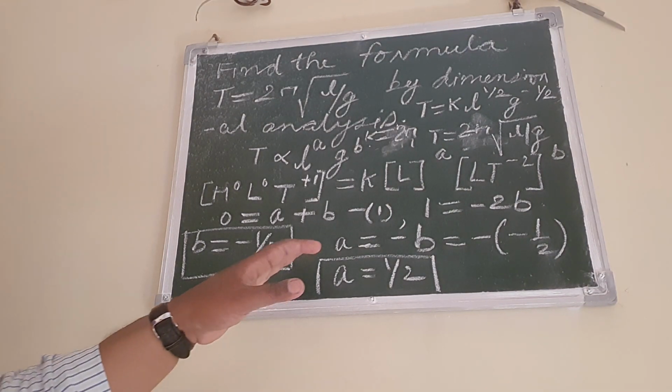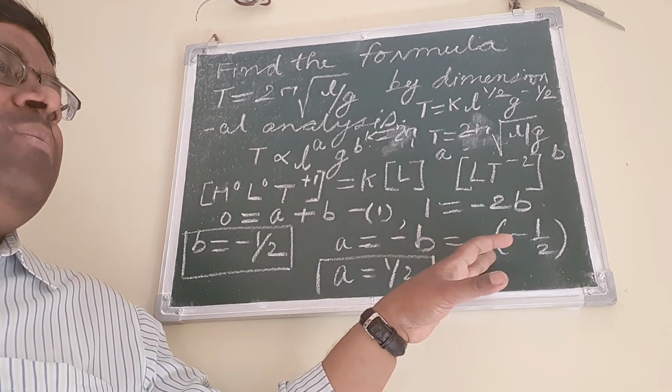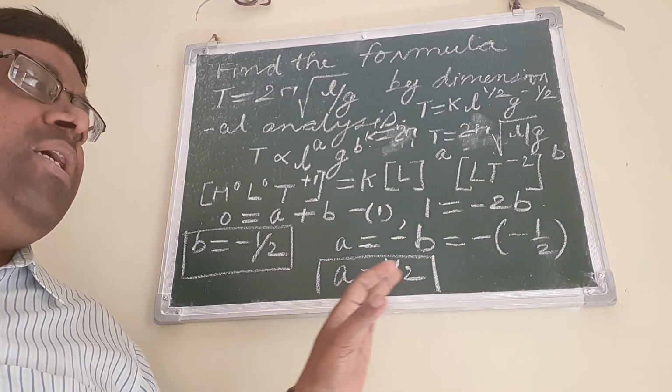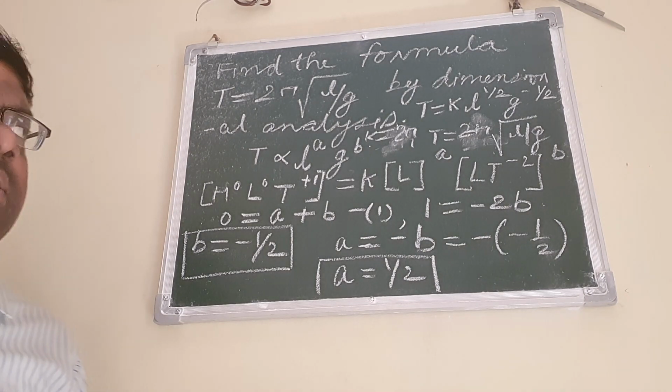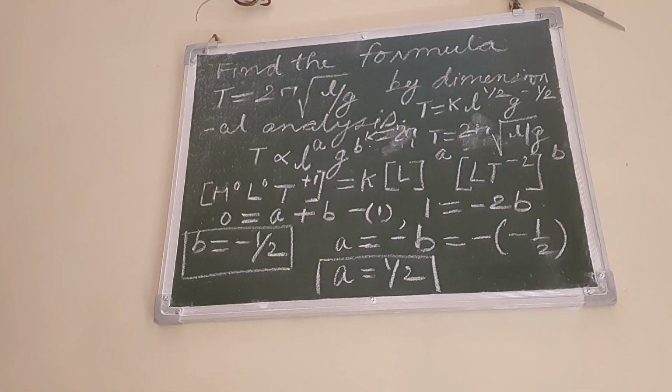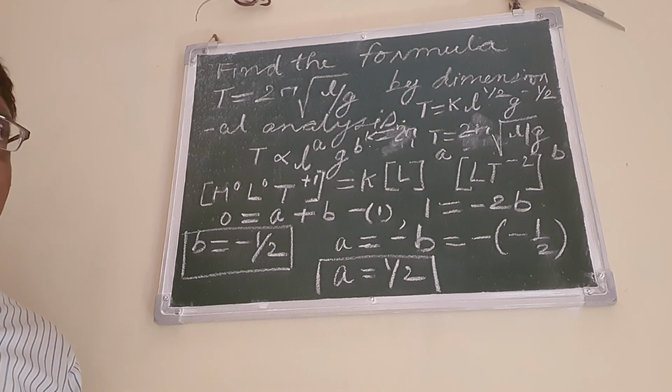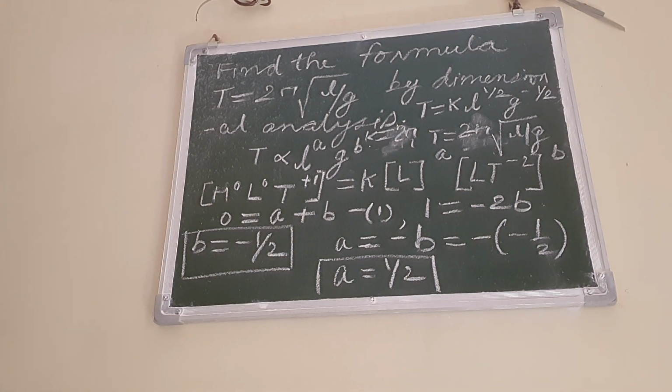So A is equal to minus B, so it becomes minus of minus half. So A is equal to half. So A comes out to be half and B comes out to be minus half. So substituting this value here, T is equal to K, L raised to power half, G raised to power minus half. The constant K is 2 pi. So the formula becomes T is equal to 2 pi root L by G. So this is our formula.